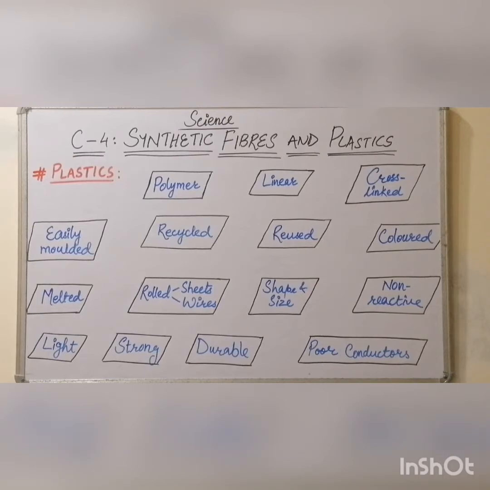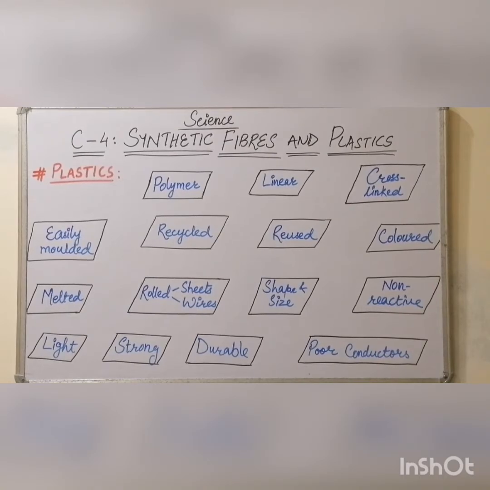The simplest example is the thin plastic sheets that you use to cover your books, or the plastic sheet that is used to cover the food articles, the cling film. Then it can be rolled into wires. This we have learned that plastic wires are also available. Then non-reactive. Plastic is non-reactive. We can simply keep almost everything in plastic jars or plastic bottles or plastic containers. Why? Because they are non-reactive.